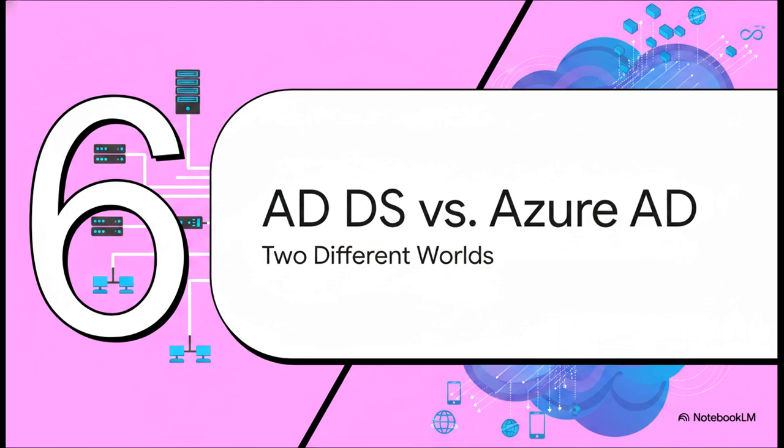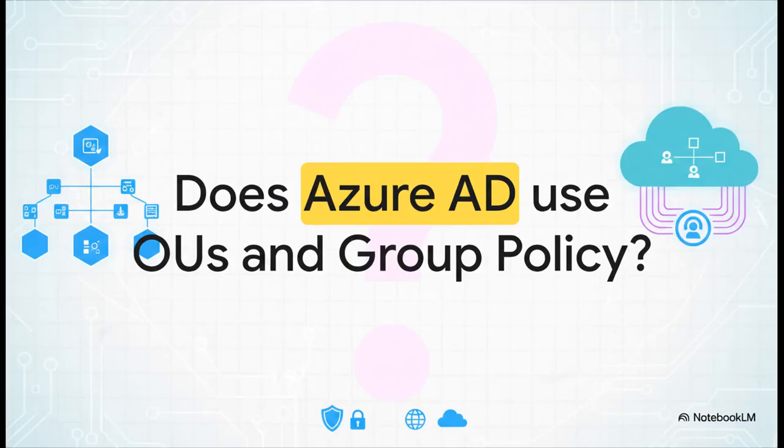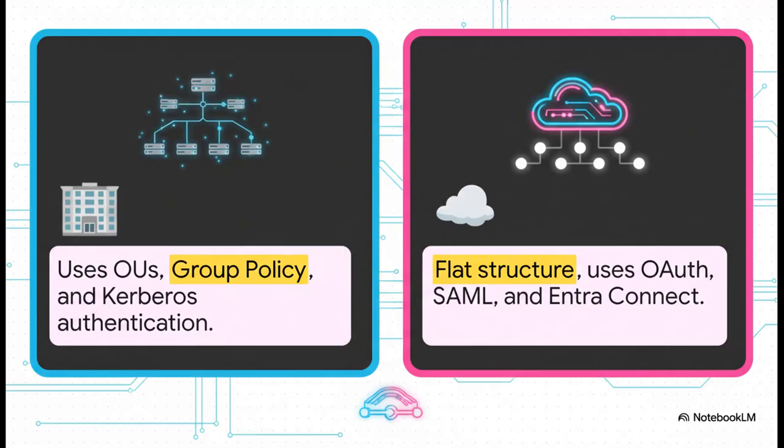Finally, Section 6, ADDS versus Azure AD. 2 entirely different worlds. Now, this next concept catches people out all the time when they start moving to hybrid environments. So let's see if you know the fundamental difference. True or false, Azure AD utilizes organizational units, OUs, and group policy exactly like your on-premises ADDS. The answer is false. Absolutely false. They are completely, totally different systems.